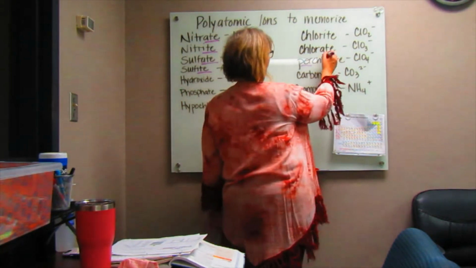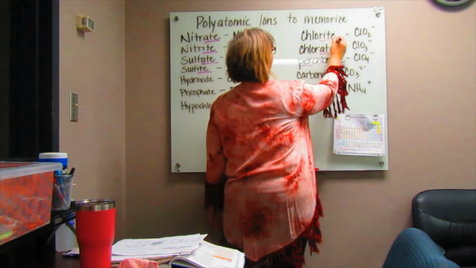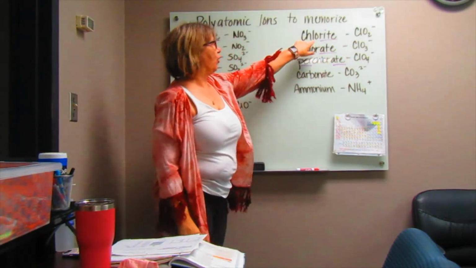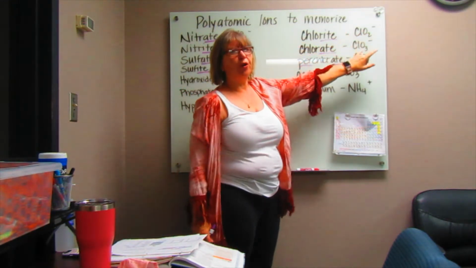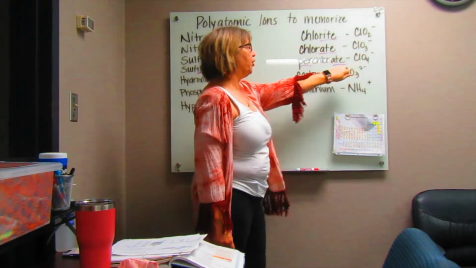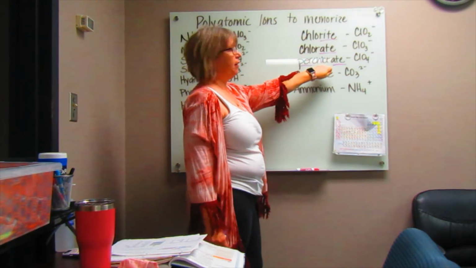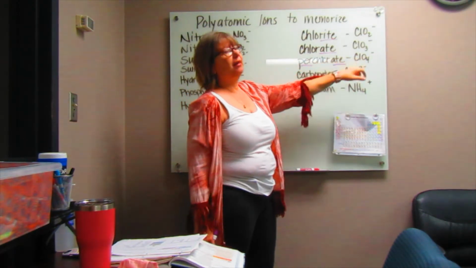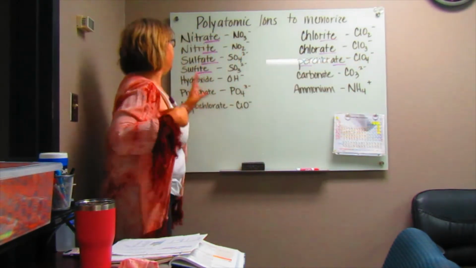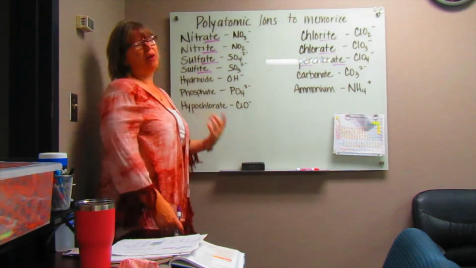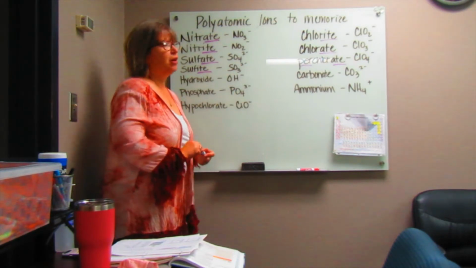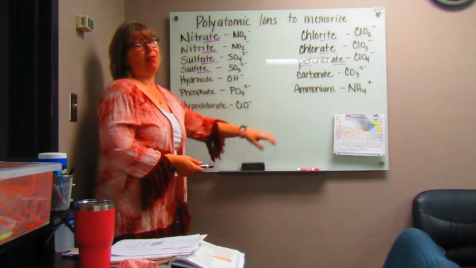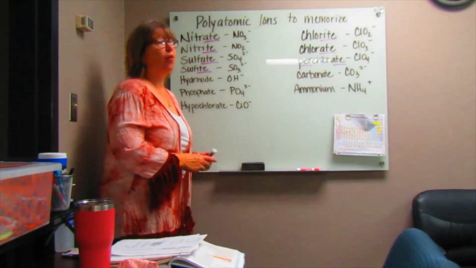So you have your chlorate and your chlorite. Your chlorite has only 2 oxygens, where your chlorate has 3. But then you have your perchlorate, which has 4, right? So put these on a flashcard, whatever you need to do to commit them to memory, because you will be tested on those. They're probably going to be on your Chapter 5 quiz, so get started on it now.